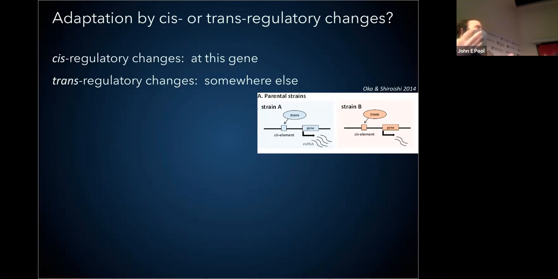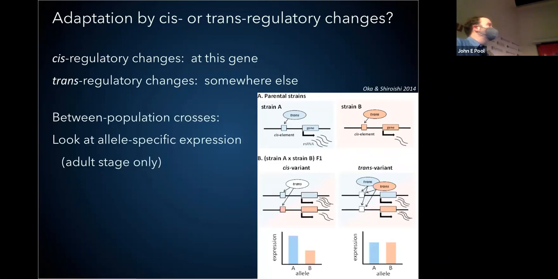So like a transcription factor, maybe gene A is differentially expressed between these 2 populations, but it's not because of any change at gene A. It's because they have a genetic difference at gene B, which is a transcription factor, and regulates those genes differently because of its change. Those are the 2 scenarios that we're interested in testing in terms of which one contributes more to adaptive regulatory evolution in particular.